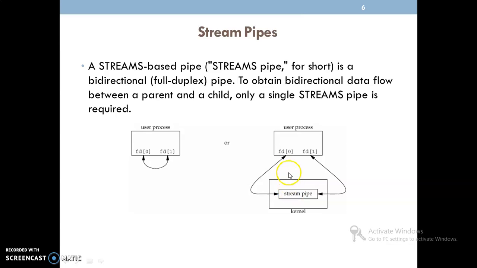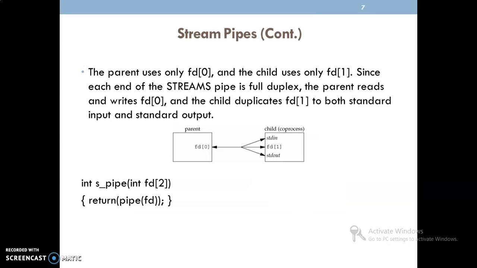I think from the diagram we can make the observation here. FD0 is connected, which indicates this end is acting as both read and write, and this other end is also acting as both read and write with respect to this stream pipe here. With respect to the stream pipe, the parent uses only FD0 and the child uses only FD1, since each end of the stream pipe is full duplex. So the parent reads and writes by using FD0 only. As I already told, using the same end, it can perform read and write operations here.